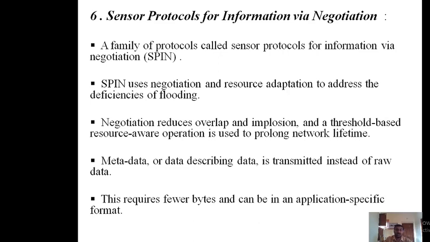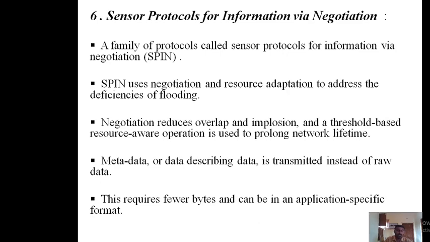That means the third disadvantage of flooding is resource blindness, which reduces the network lifetime. To overcome that drawback, threshold based resource aware operation is used to prolong the network lifetime in SPIN. In the SPIN protocol, the data is transferred in the form of metadata instead of transferring raw data.